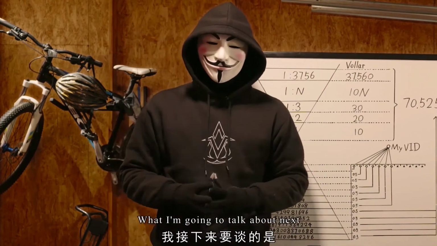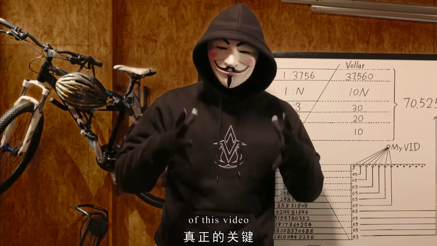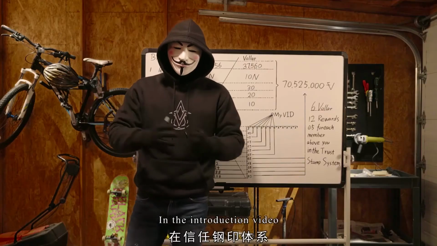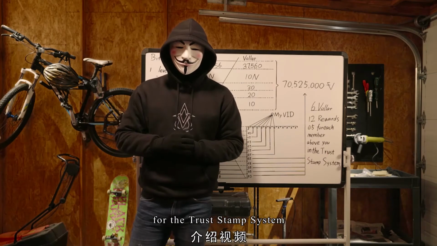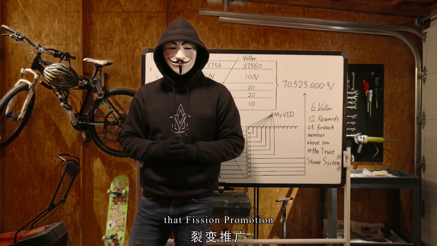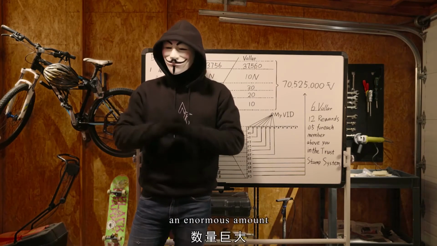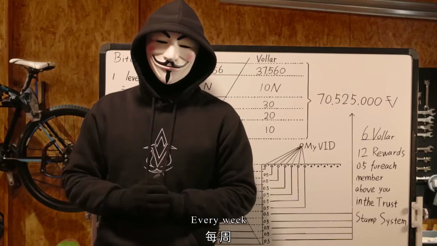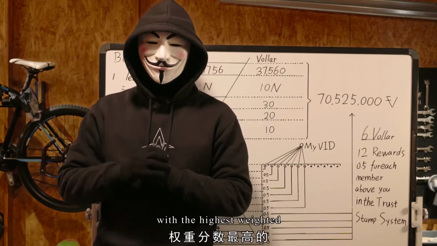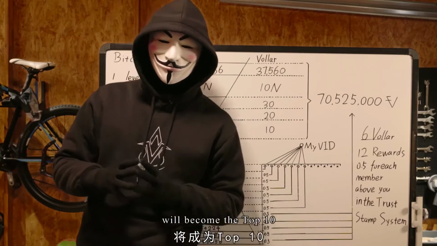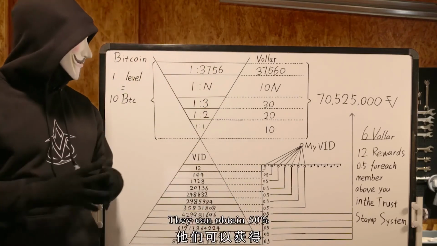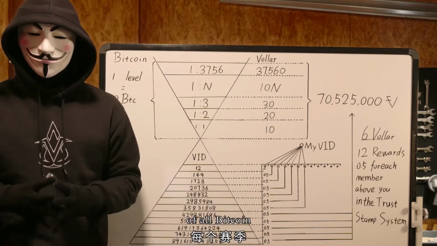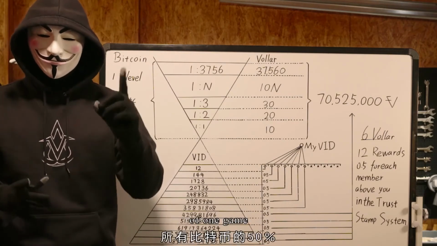And what I'm going to talk about next is really the crux of this video. In the introduction video for the trust stamp system, we mentioned that fission promotion can let players obtain an enormous amount of Voller rewards. Every week, the 10 players with the highest weighted fission score will become the top 10, and they can obtain 50% of all Bitcoin in the resonance trades of one game.